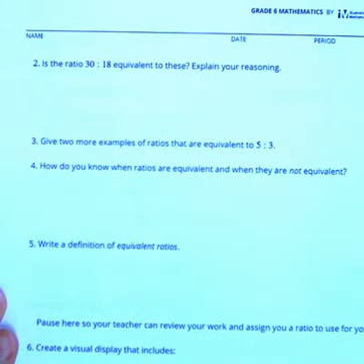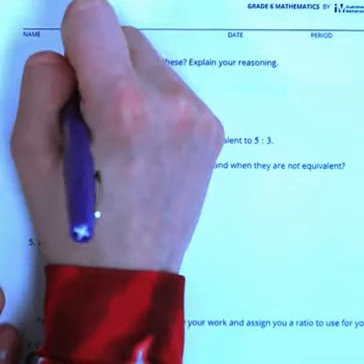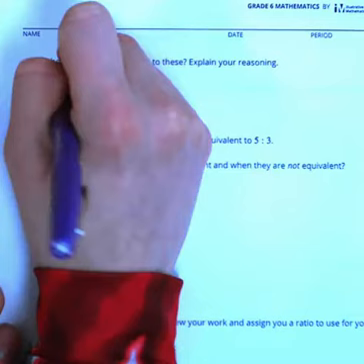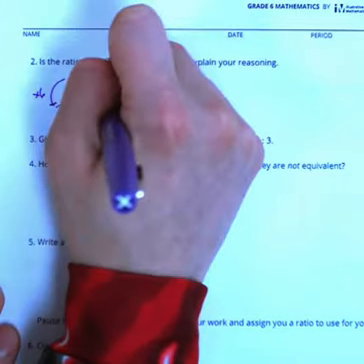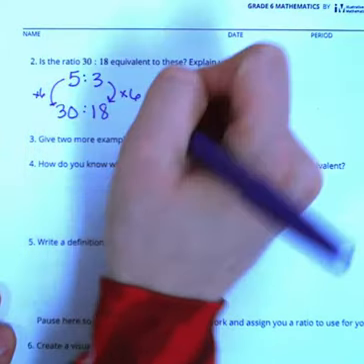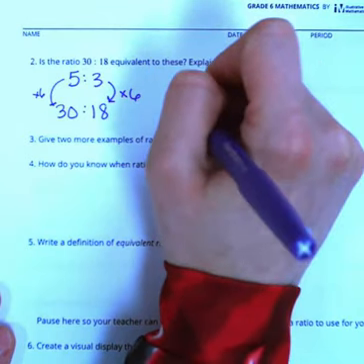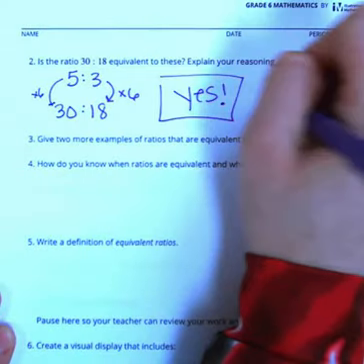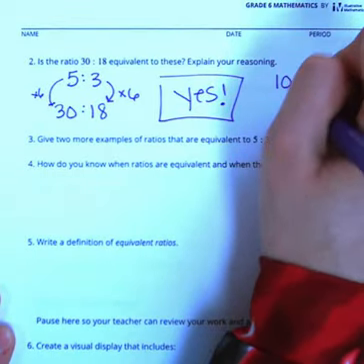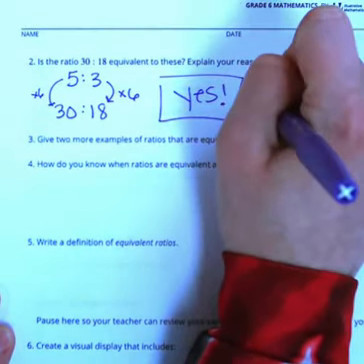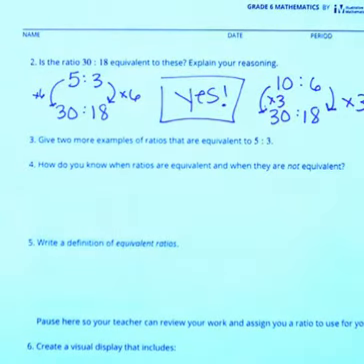Okay, our next question is 30 to 18 equivalent to these. So let's check if it's equivalent to 5 to 3. Okay. We can do times 6 times 6. Since 5 to 3 is equivalent to 30 to 18, and 5 to 3 we know is equivalent to 10 to 6, that means that yes, these are all equivalent. If you would like proof here, we can do 10 to 6 and 30 to 18 multiplied by 3, multiply by 3.